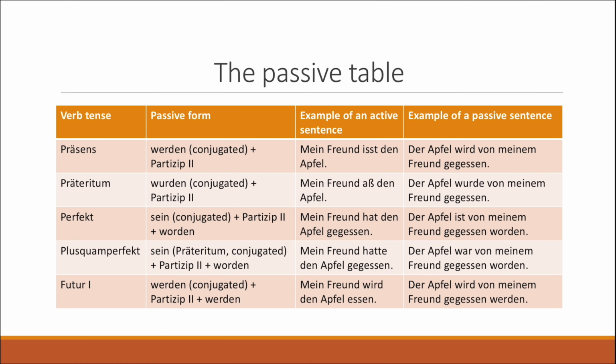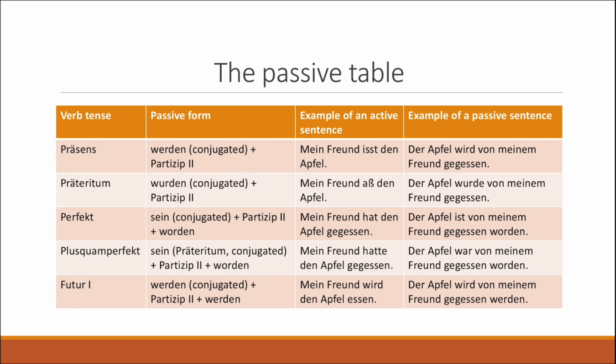Now, we talked about how to form the passive form if we have a Präsens, but how does it work with other tenses? Well, we have 5 possibilities. If we talk about these 5 tenses, we're talking about the Präsens, Präteritum, the Perfekt, Plusquamperfekt, and Futur 1. Now, how do we conjugate it?